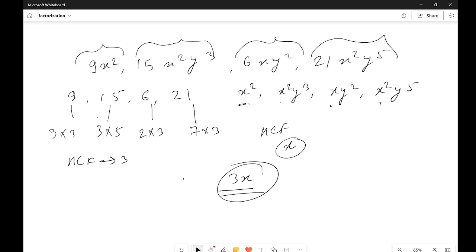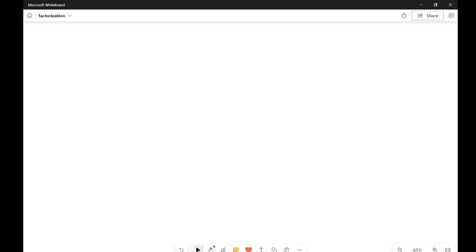Okay, let's take a couple more. Till now we have taken 3, 4 or 5 expressions, with constants and variables. Now let's take an example where we have different signs as well. Let's say the first expression is 4 a square b cube, second expression minus 21 a cube b, and the third expression is 18 a power 4 and b cube.